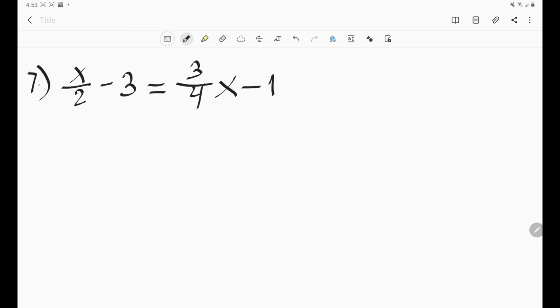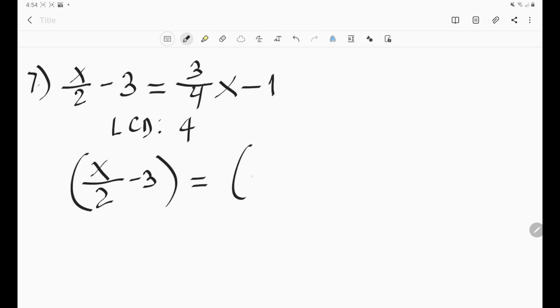Okay, let's have another example, and this time the equation contains fractions. Let's say we have here x over 2 minus 3 is equal to 3 over 4x minus 1. Now, to simplify the equation, we have to multiply again both sides of the equation by the least common denominator. And in this case, the least common denominator is 4.